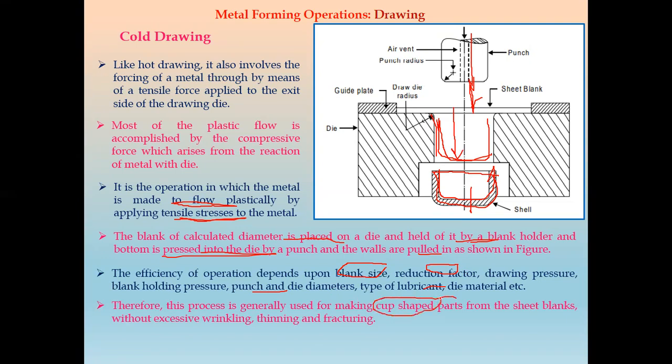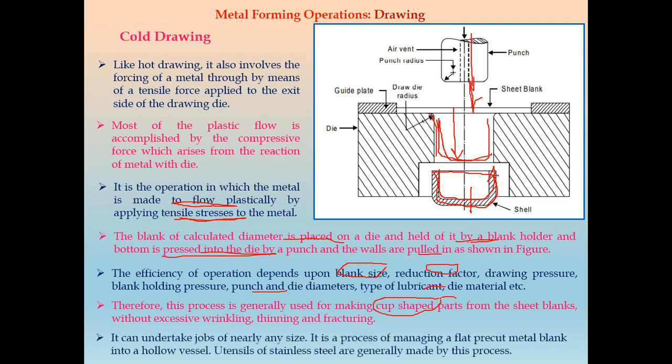From the sheet blanks, it is done without excessive wrinkling, thinning or fracturing, so the thickness stays the same as that of the original sheet. It can undertake a job of nearly any size. It is the process of changing a flat pre-cut metal blank into a hollow vessel.